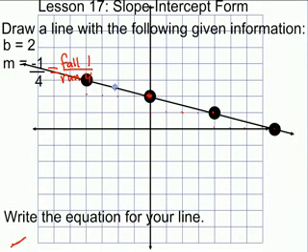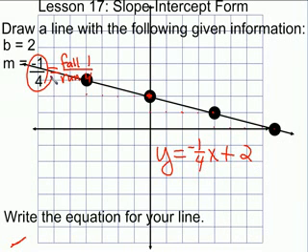Now we need to write the equation of our line in slope-intercept form. So y equals m, well m is -1/4, x plus b, and b is 2. So I took these numbers and I plugged them into y equals mx plus b, and I got y equals -1/4 x plus 2 is the equation of that line.